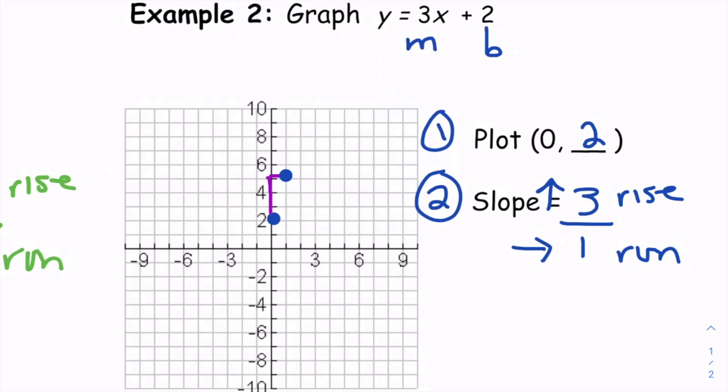I'm going to copy this pattern in both directions and then connect with a straight line and add arrows on both sides. And I've graphed my line.